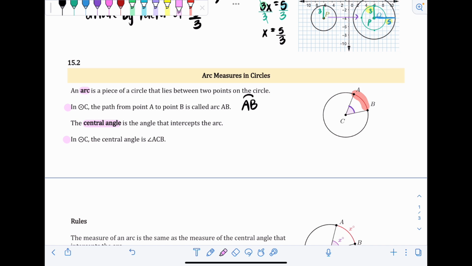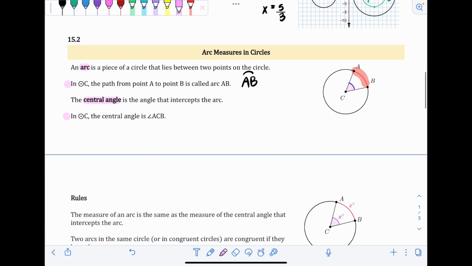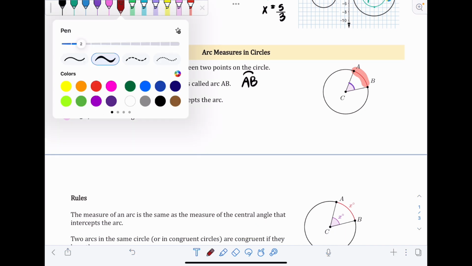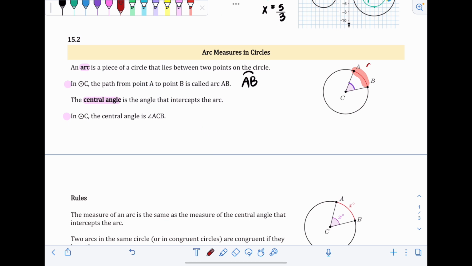So the best way to remember what an arc is, if you have a full circular pizza and then you cut your slice, the crust is the arc. So just the outside curve of your slice of pizza, that's an arc. Okay, and then I'm just going to label those really quick on the right over here. So this is arc AB, and then that little angle inside there is going to be the central angle.